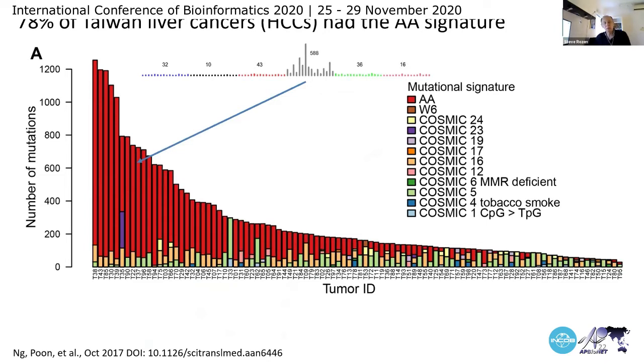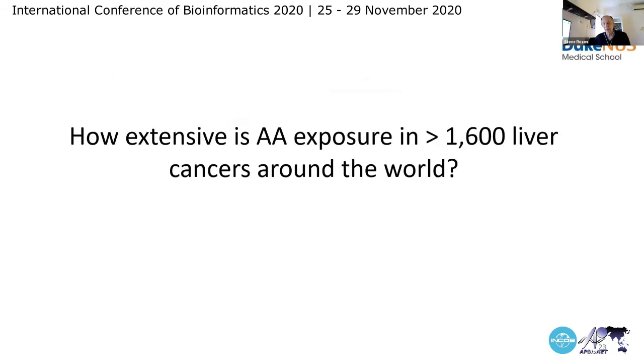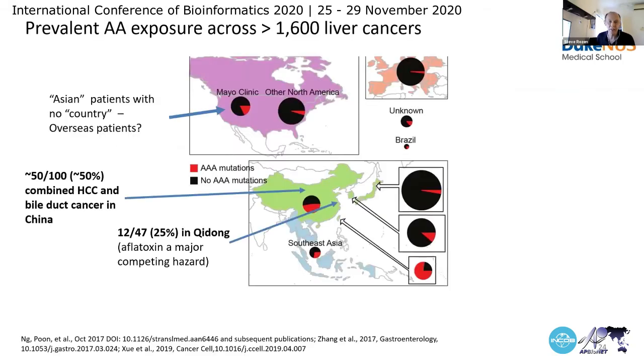So going in, we had probably thought maybe 20% might be what we would expect. So we're quite surprised. It turns out that liver cancers actually have been pretty widely sequenced. So we were able to ask the question of how extensive is AA exposure in 1,600 liver cancers around the world. And we found that, again, maybe to our surprise, it was quite prevalent.